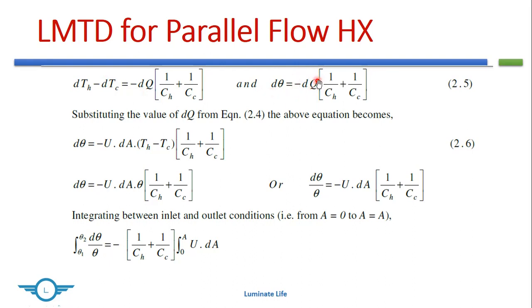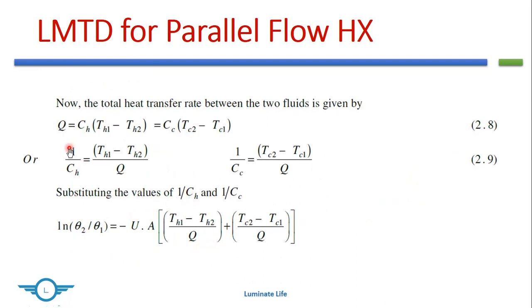Now this dq we have already defined in the previous slide as dq equal to U dA (Th minus Tc). This Th minus Tc is again nothing but theta. So we can rearrange this equation as d theta by theta is equal to minus U dA into (1 by Ch plus 1 by Cc). Obviously next we will integrate it between the inlet condition and outlet condition, where theta is changing from theta1 to theta2 and area is changing from 0 to A. Now integrating the equation and substituting for Ch.